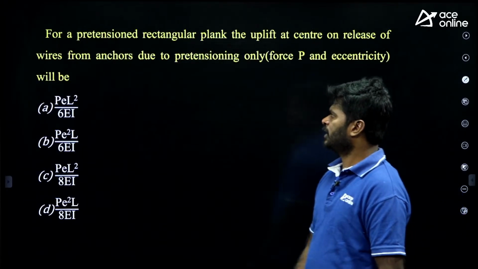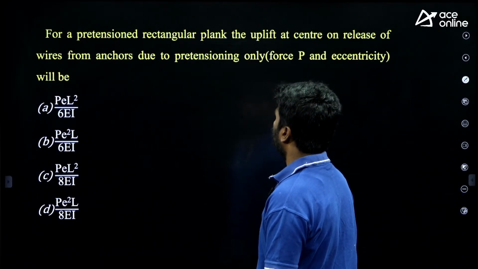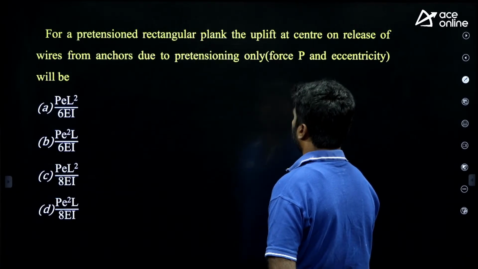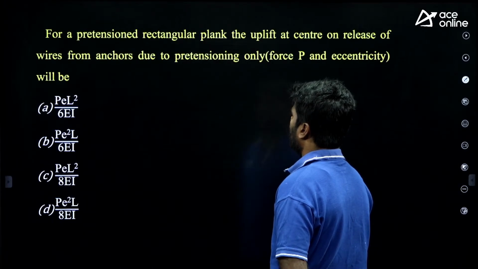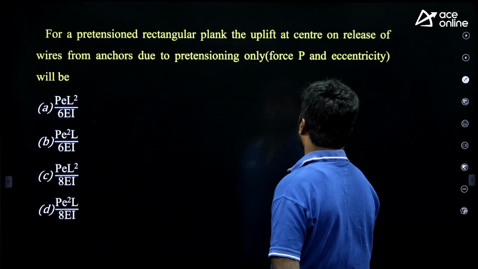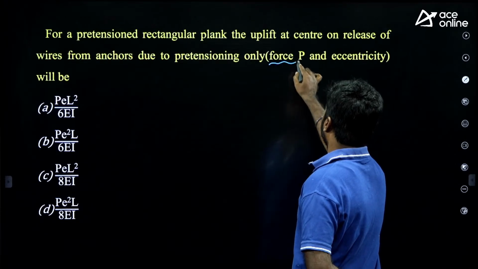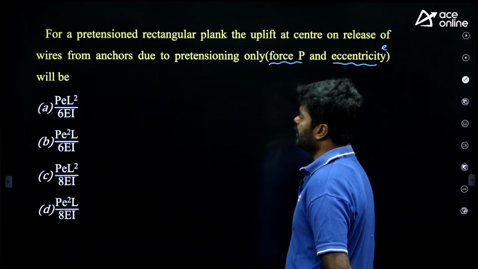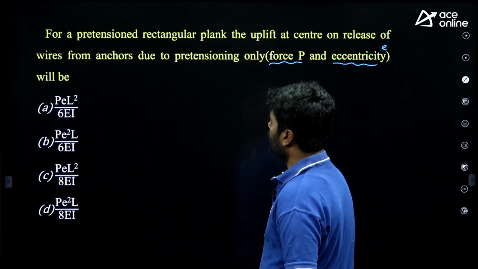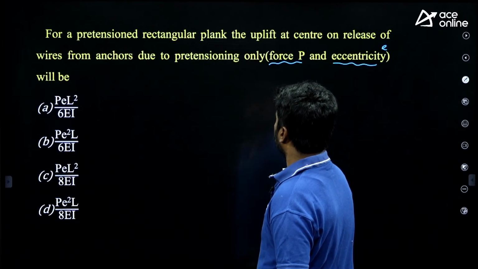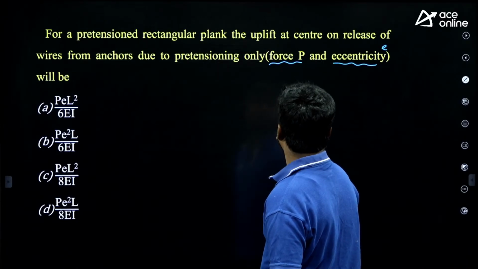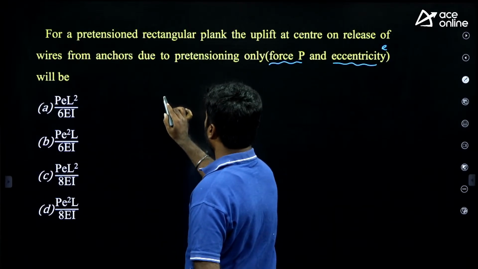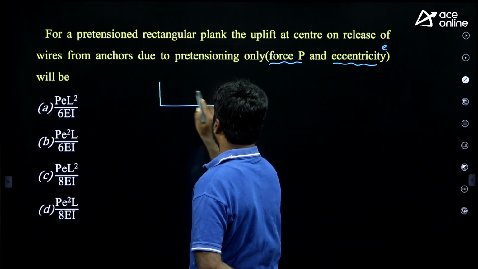Another beautiful question. For a pre-tensioned rectangular plank, the uplift at the center on release of wires from anchors due to pre-tensioning only, force is P and eccentricity be E. Eccentricity is missing, E will be. Here, my dear, they are asking uplift. Uplift.